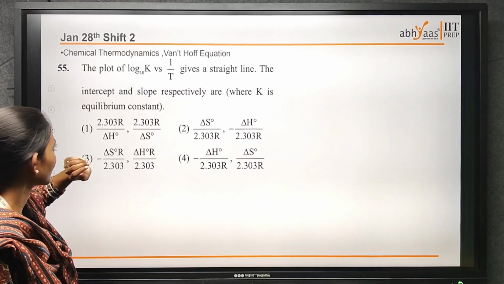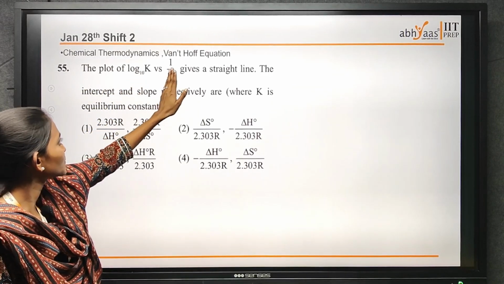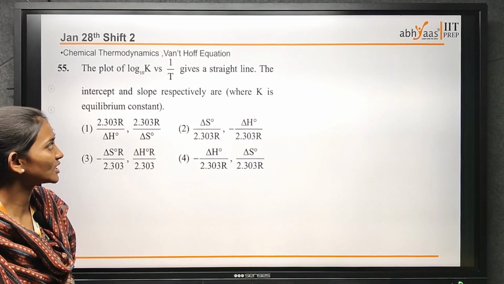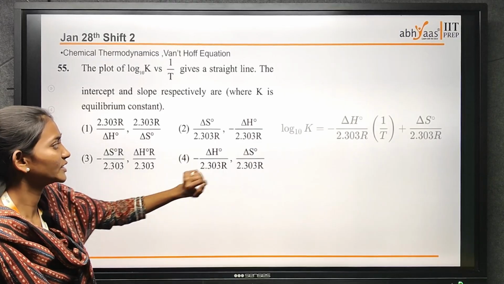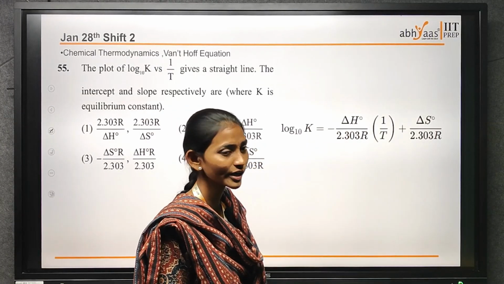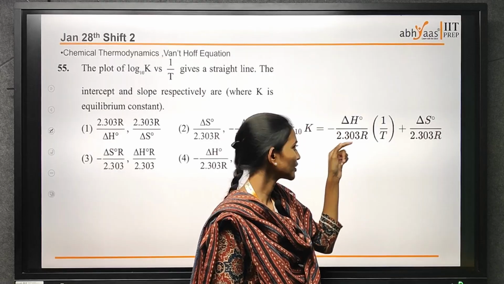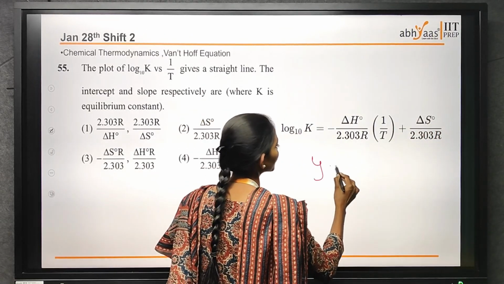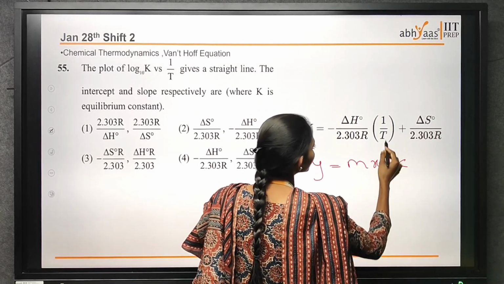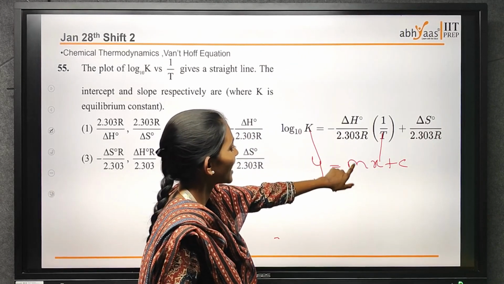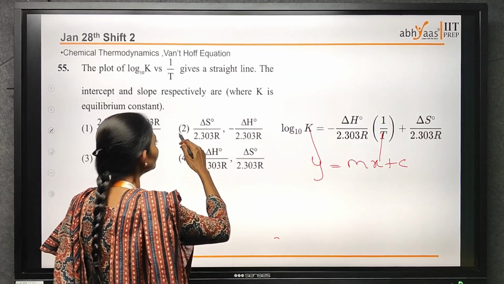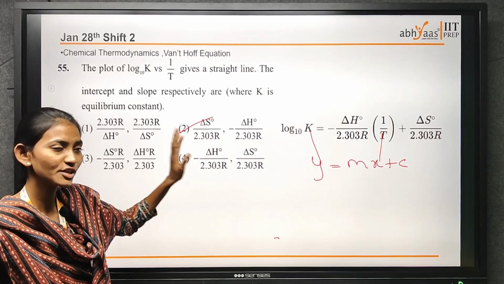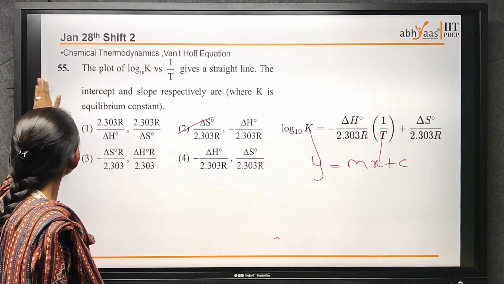This question is from chemical thermodynamics. The plot of log10 K versus 1 by T gives a straight line. The intercept and slope respectively are, where K is equilibrium constant. If you apply Van 't Hoff equation, which is log10 K equals minus delta H by 2.303 R times 1 by T plus delta S naught by 2.303 R. That means it represents that y equals mx plus c. That means this is your x, this is your y. That means what you are having is mx plus c. So answer will be 2 is your answer, right? So simple question, applying Van 't Hoff equation, you are getting how we are plotting a graph, right? Moving on to next question.